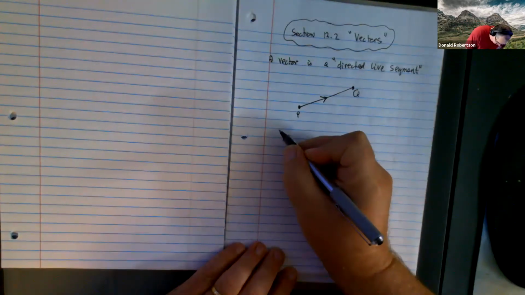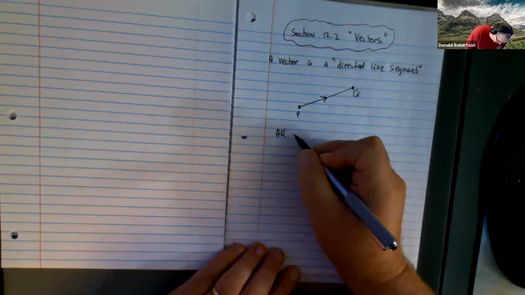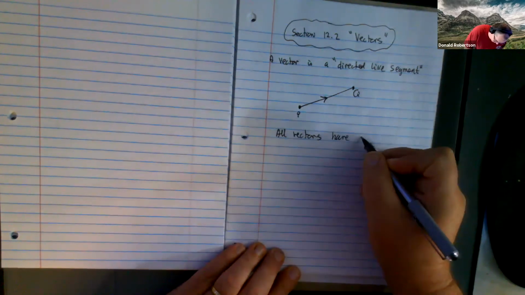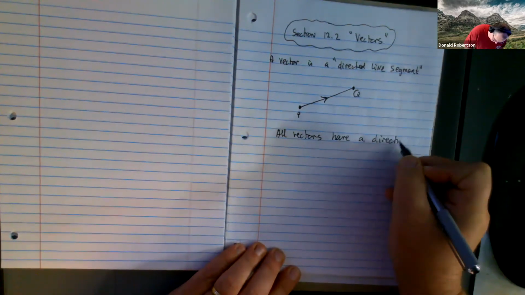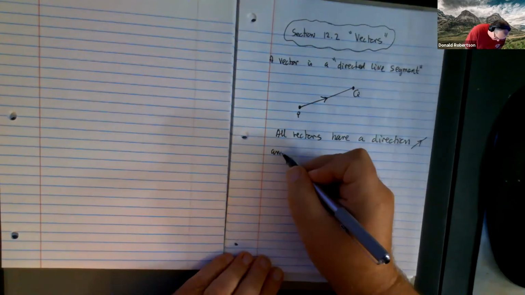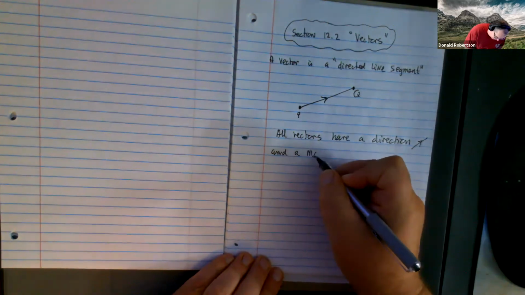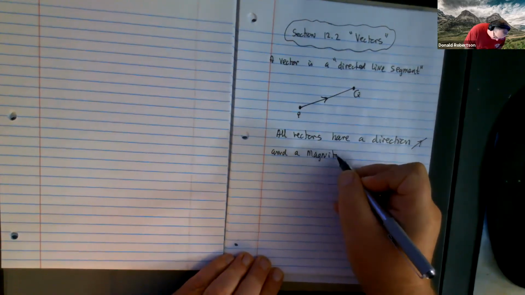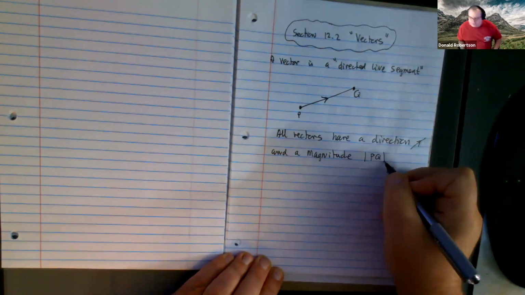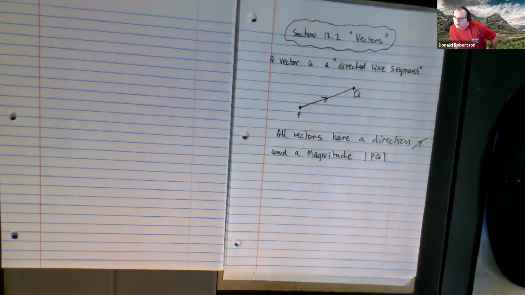So all vectors have a direction, in this case going that way, and what's called a magnitude. The magnitude of this particular vector would very often be written like that. Have you ever seen two little vertical lines around it? It looks like the absolute value, but it means the length. The magnitude is another word for the length. So a vector is basically a piece of a line and a direction.